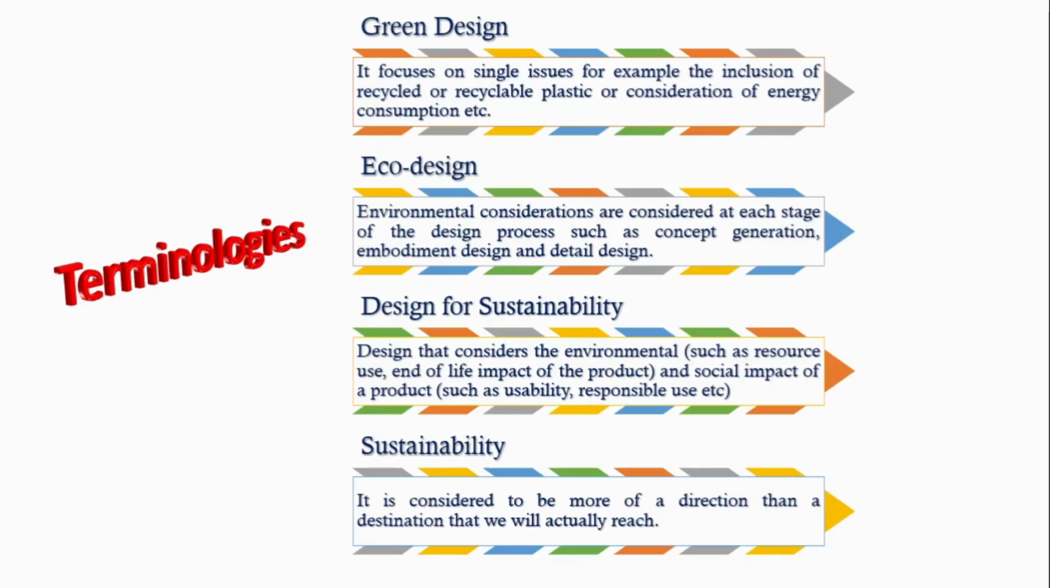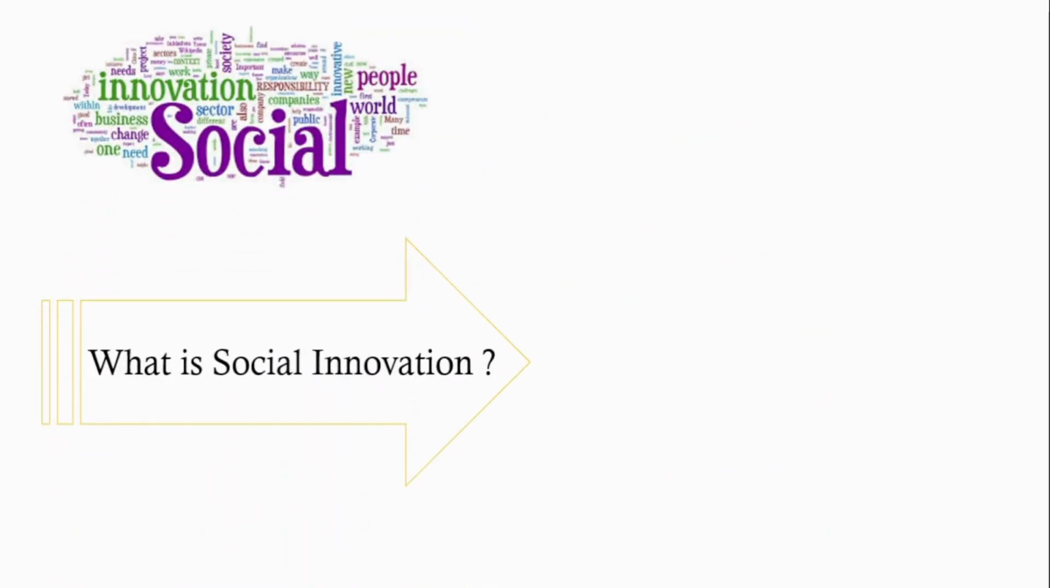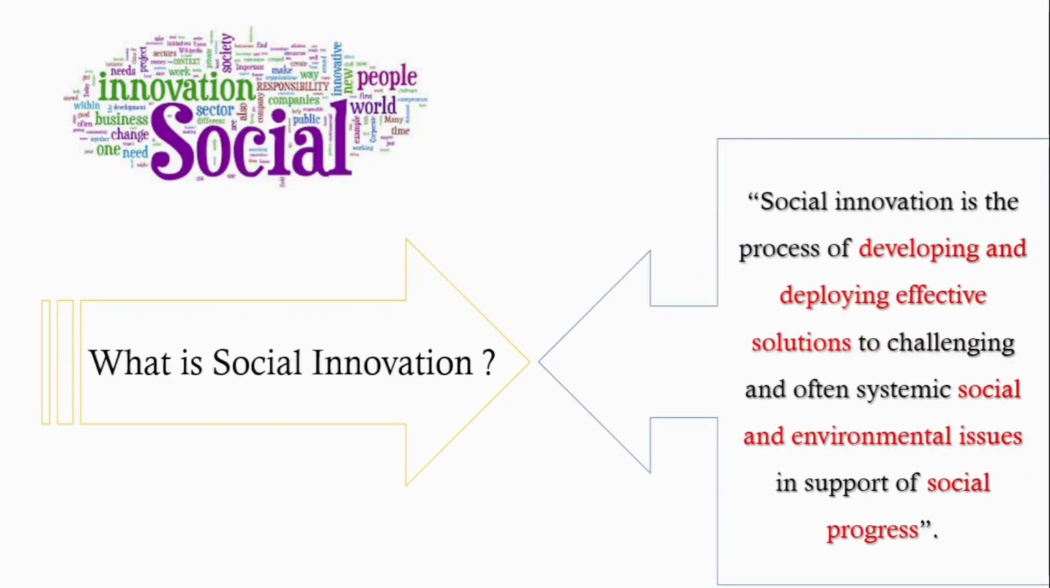Now we'll move further to the next topic, and that topic name is social innovation. So here the question will come, sir, what is social innovation? So the answer is here. Social innovation is a process of developing and deploying effective solutions to challenging and often systemic social and environmental issues in support of social progress.